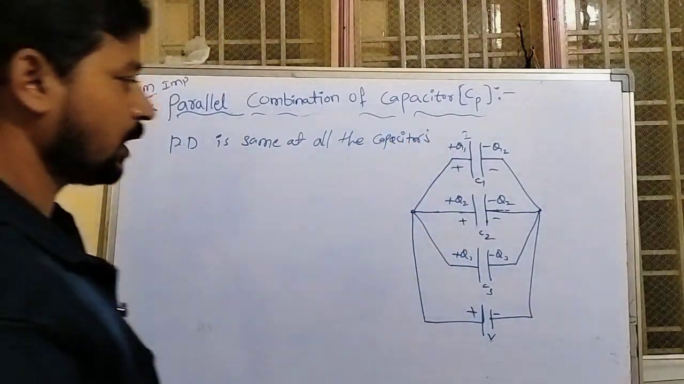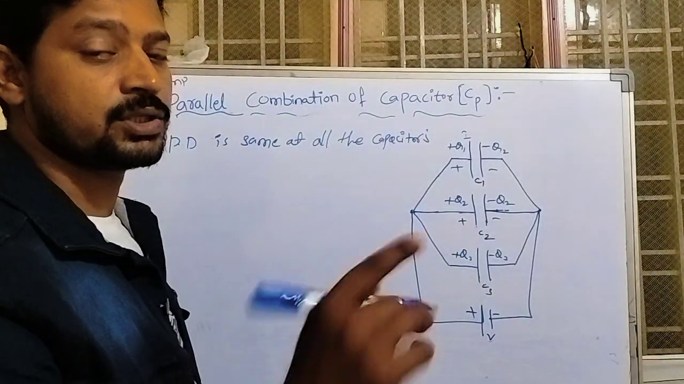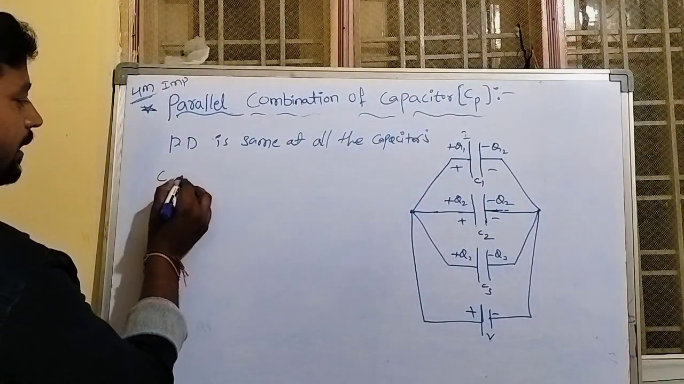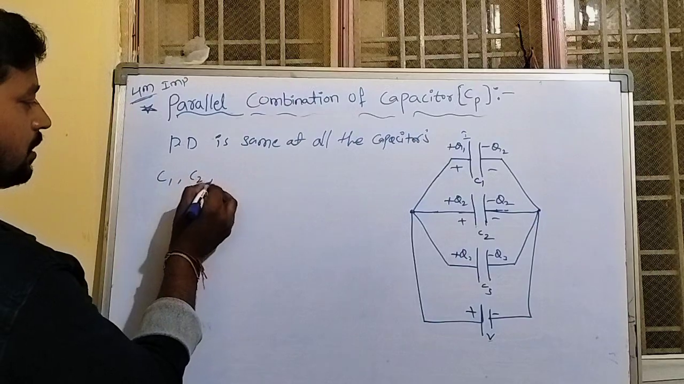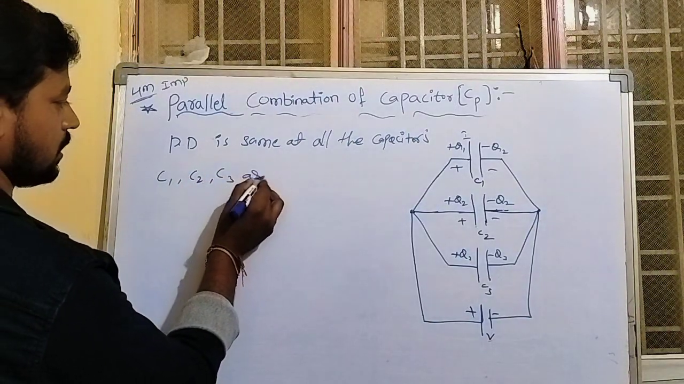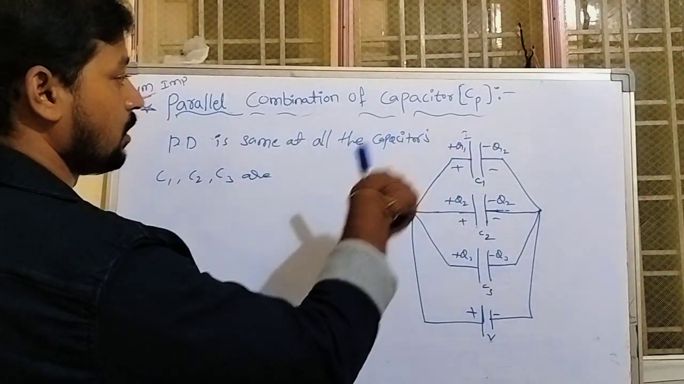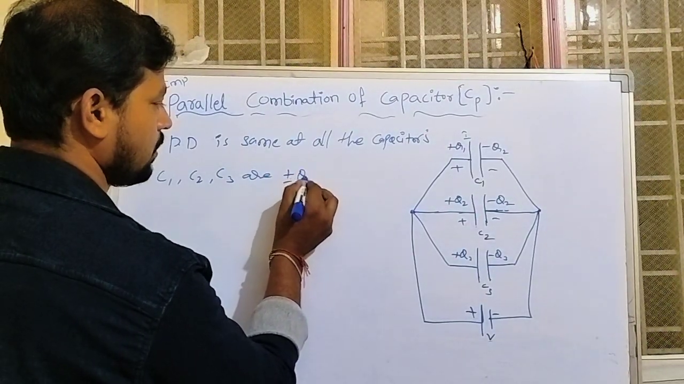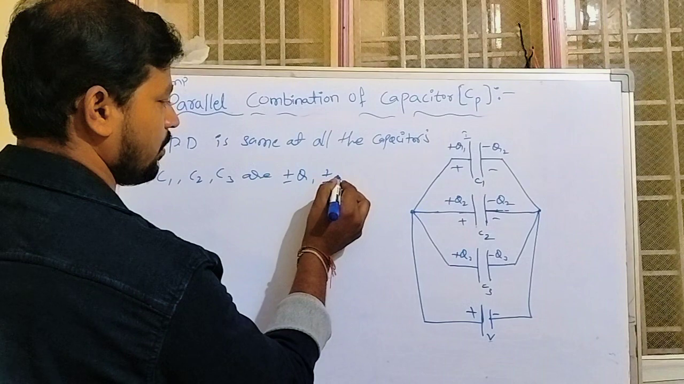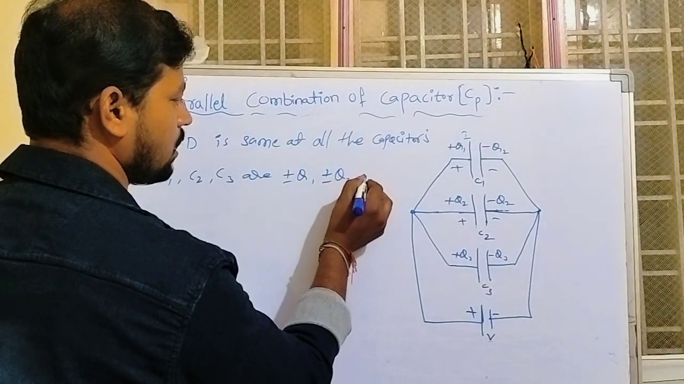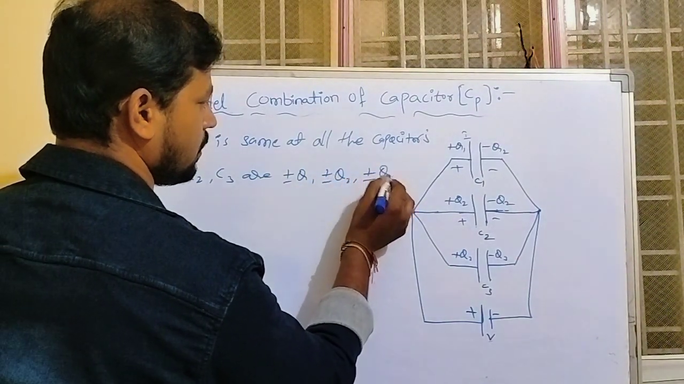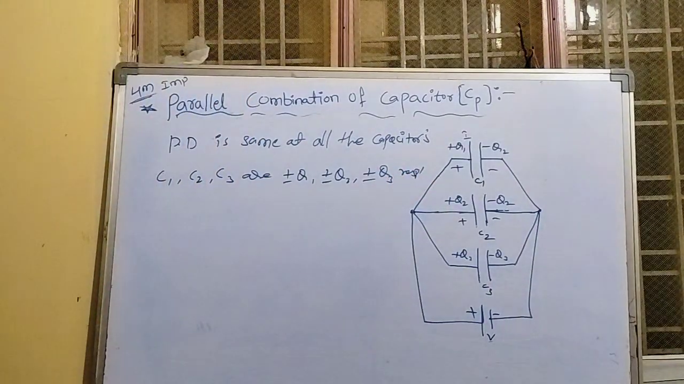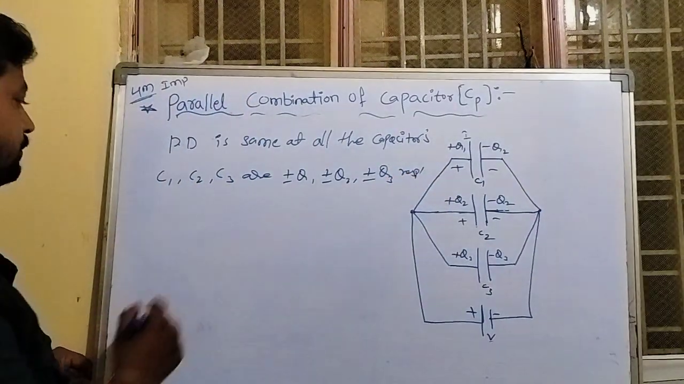Okay, right. What is changed here? The charge is changed. Consider three capacitors of capacitances C1, C2, C3, and apply the charges plus or minus Q1, plus or minus Q2 and plus or minus Q3 respectively.